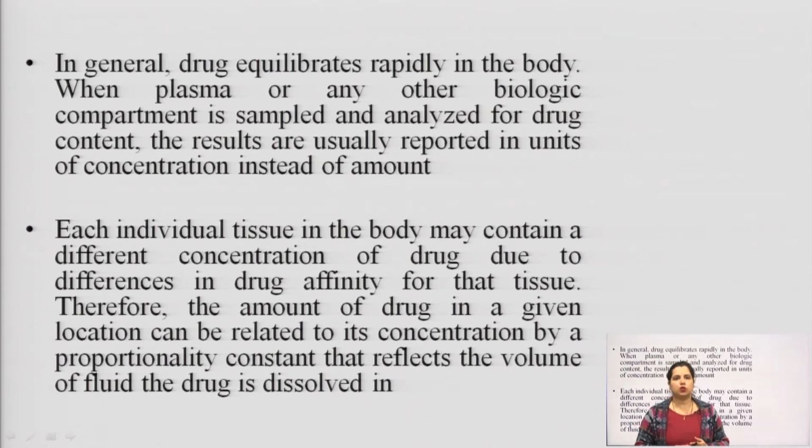Each individual tissue in the body may contain a different concentration of drug due to differences in drug affinity. Yes, as I have told you, based on highly perfused, medium perfused and low perfused tissues like fat, the body tissues have different binding affinity to the drug, and they show different binding behavior towards the drug. Therefore, the amount of drug in a given location can be related to its concentration by a proportionality constant that reflects the volume of fluid the drug is dissolved in.